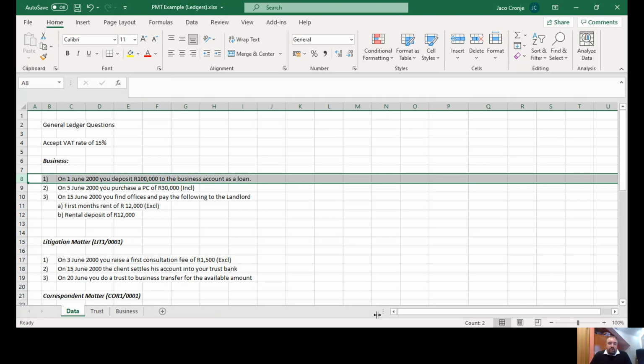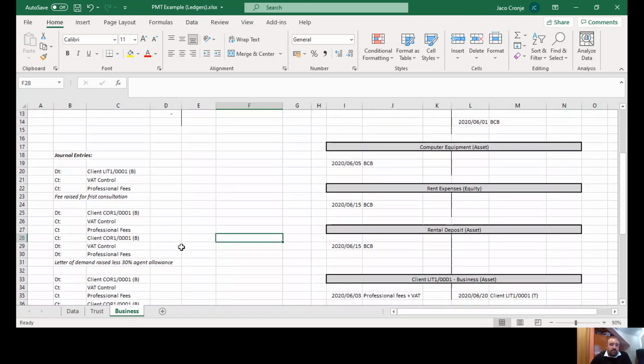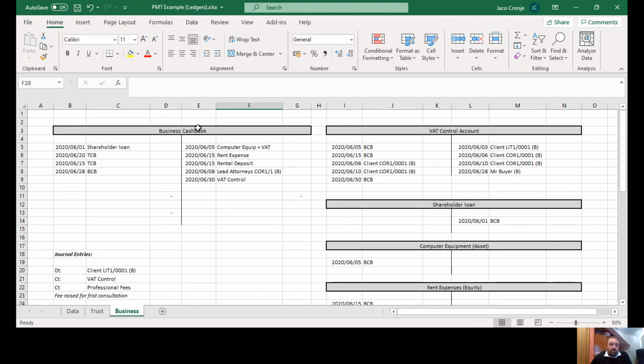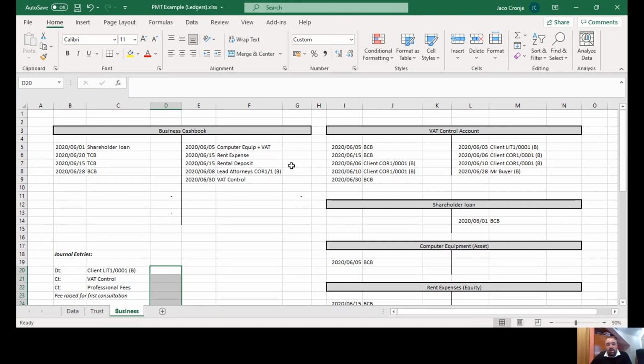If I, as the shareholder, deposit money into the business, is that a business transaction or a trust transaction? Hopefully most of you will say that is business. So now we click on business. Now we've got to ask ourselves, is it a cash transaction, which means we'll account for it in our business cash book, or is it a non-cash transaction, which means we have to do a journal entry? Most of you will hopefully say that it is a cash transaction. So we know we're working in the cash book.